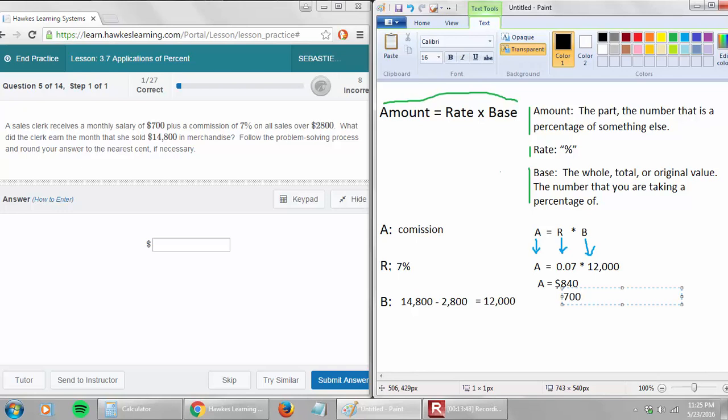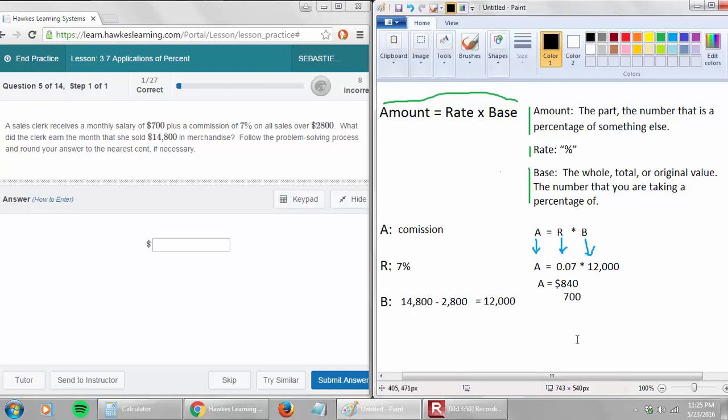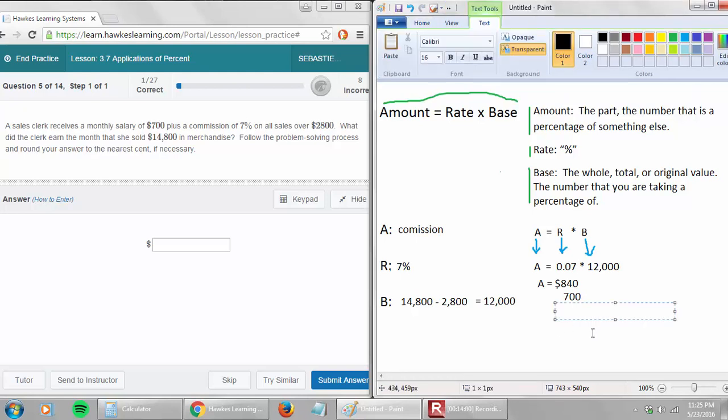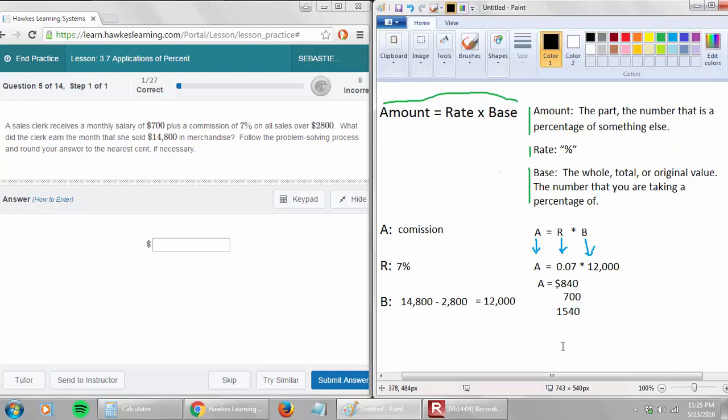And it doesn't matter what order you add two things in, as long as you pay attention to the signs. So here I'm going to go ahead and add 800 plus 700 is 1,500, and the 40 is just 40. So that should be my final answer. So let's go ahead and type that in and hit submit and see what it says.